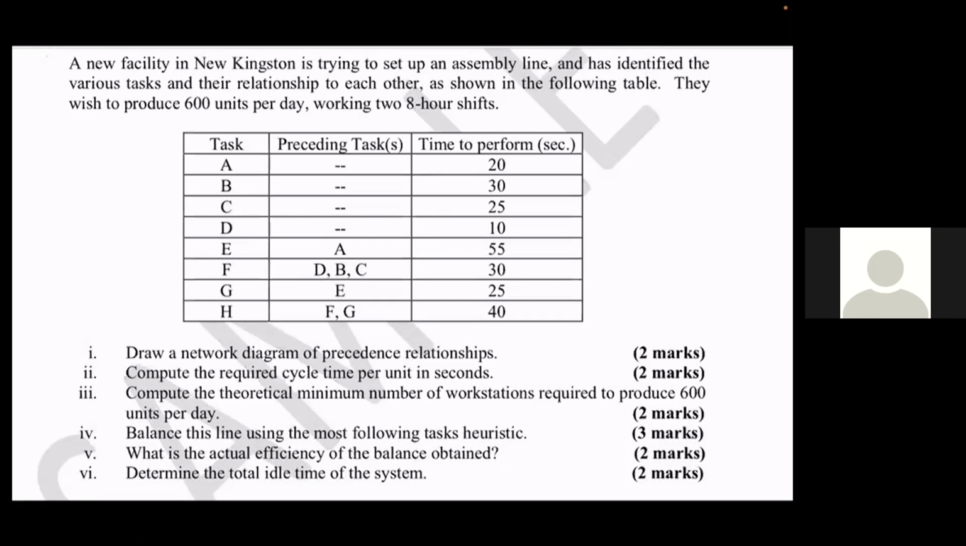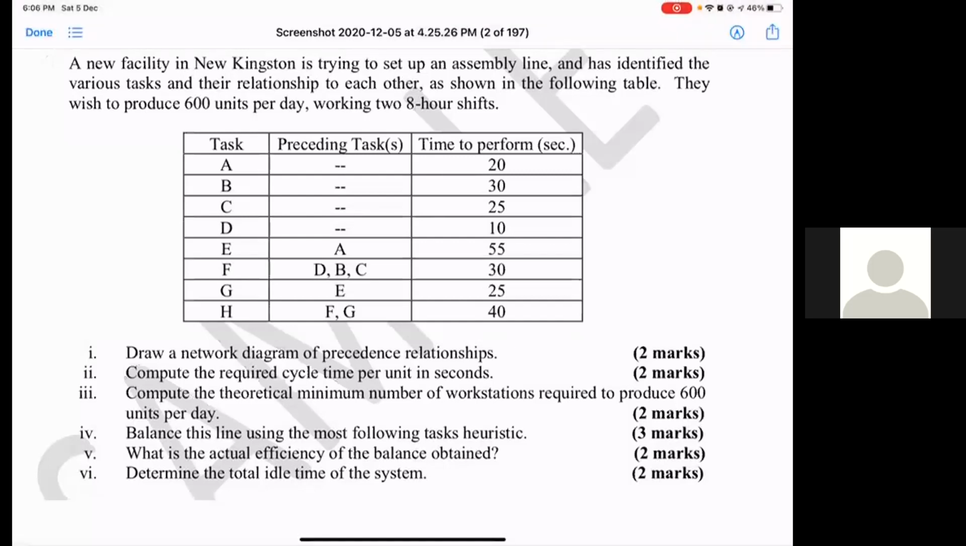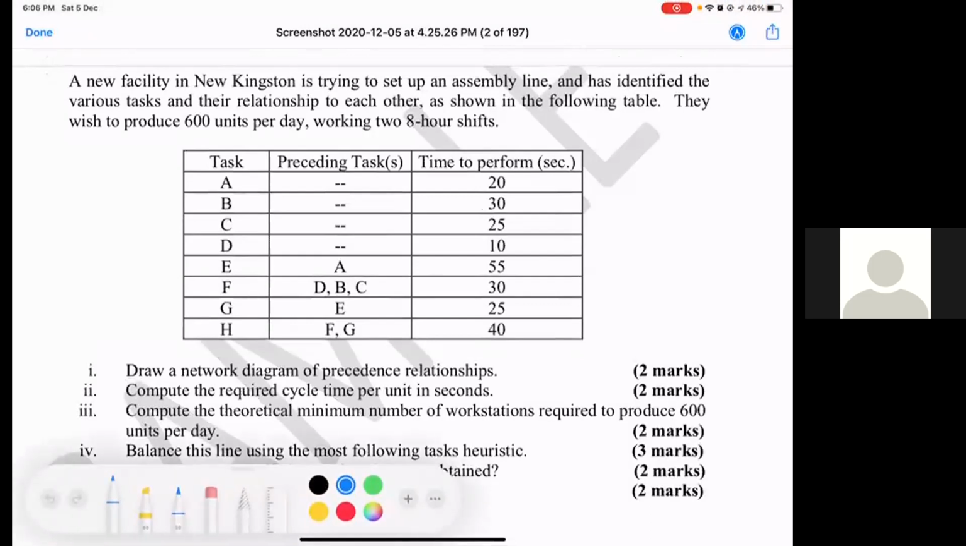I'm going to read, and then I'm going to give you about 3 minutes to draw the network diagram and calculate the cycle time. So let's go. A new facility in New Kingston is trying to set up an assembly line and has identified the various tasks and their relationship to each other as shown in the following table. They wish to produce 600 units per day, working 2 8-hour shifts.